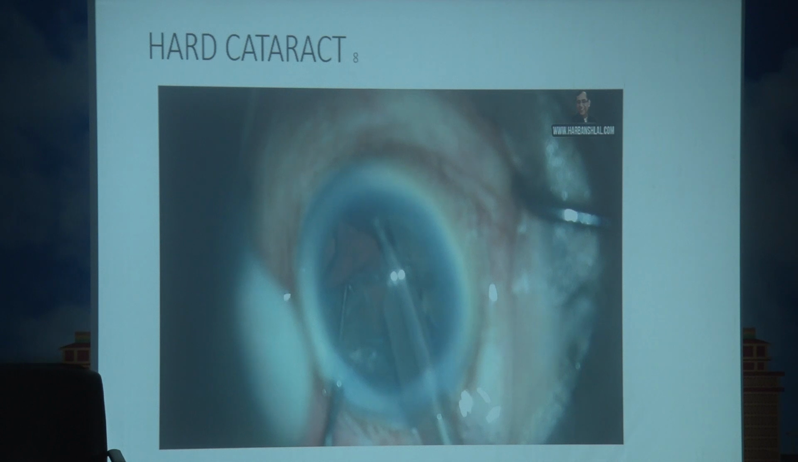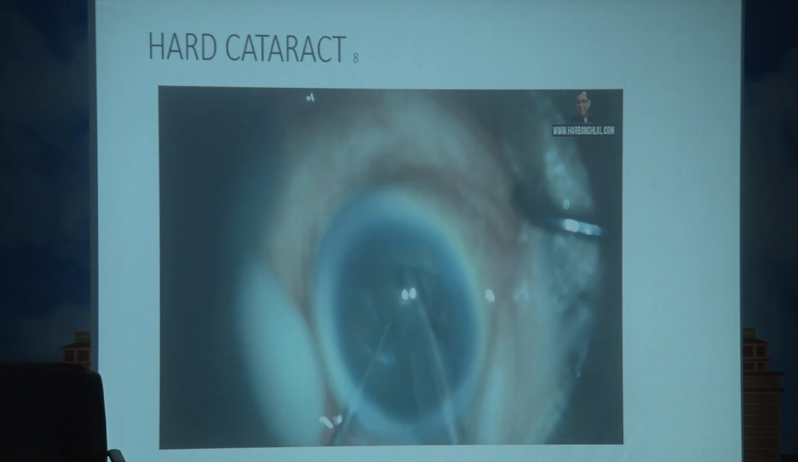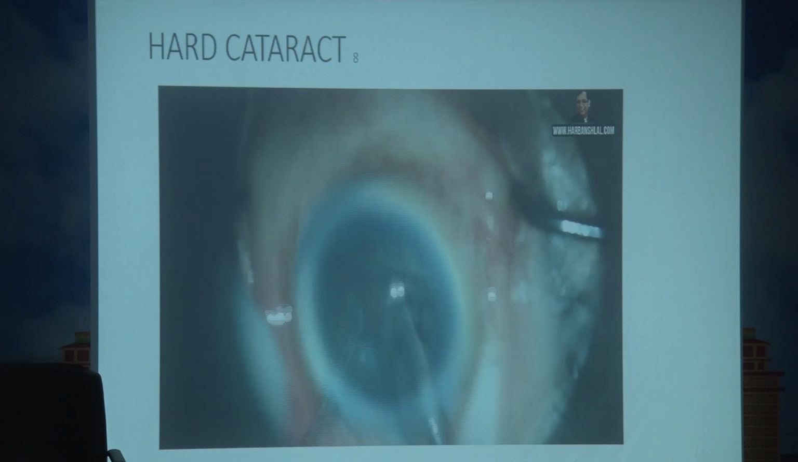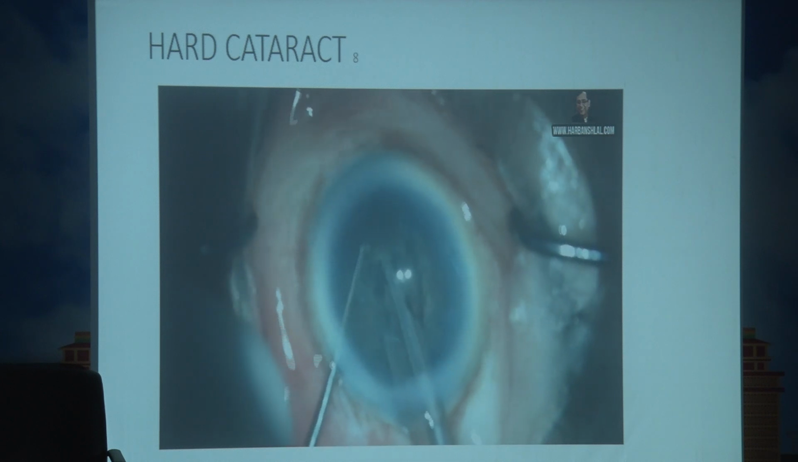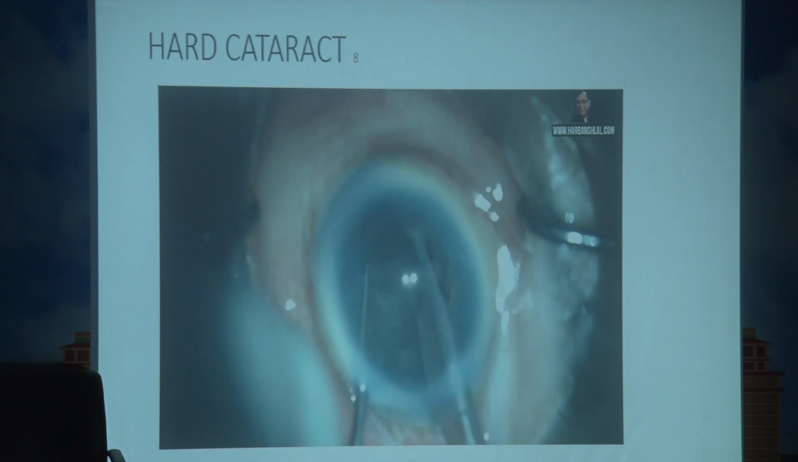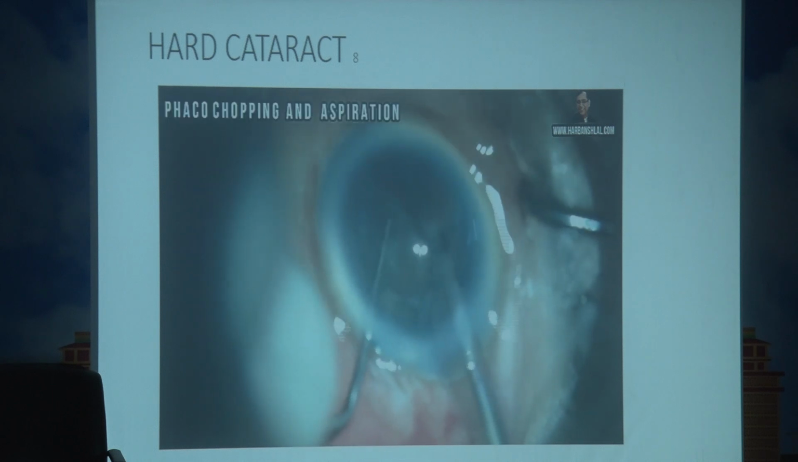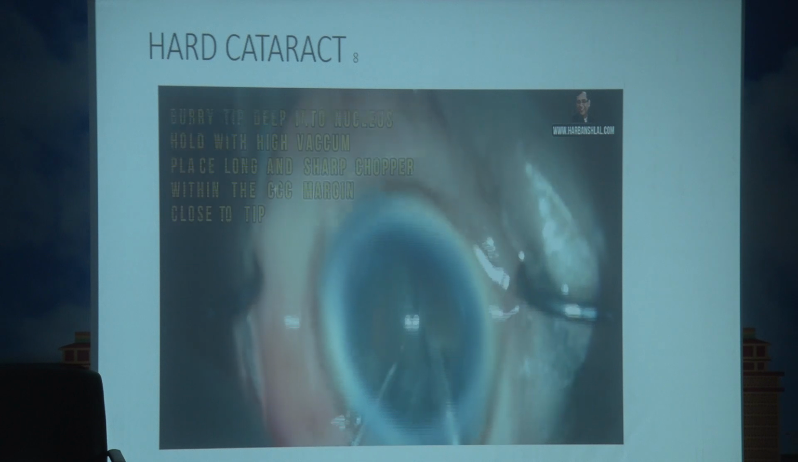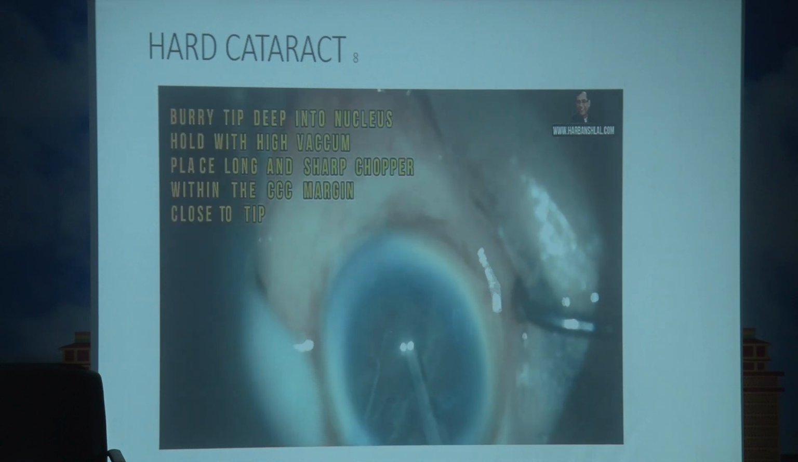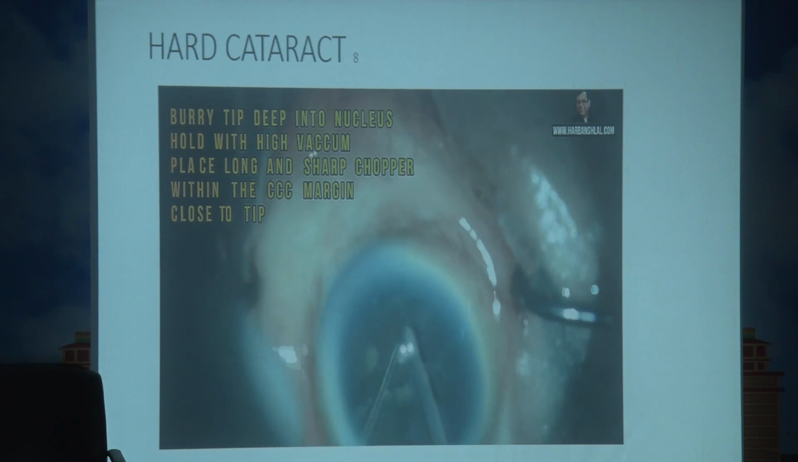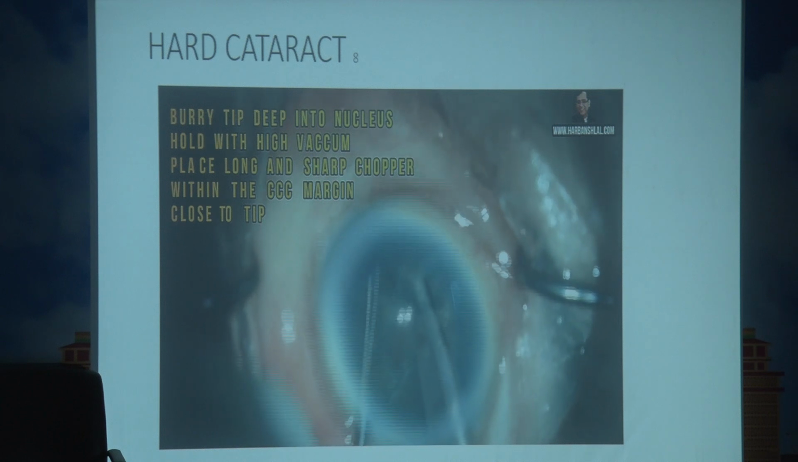I keep the vacuum settings high, around 600, 650, and use the regular tip so that you have a good hold, and divide this into as small pieces as possible. Each heminucleus may be divided into 4, 5, or 3, whatever maximum you can do, and try to make the split go up to the center. You can keep on removing them one by one, or you can chop them and then remove all of them together.